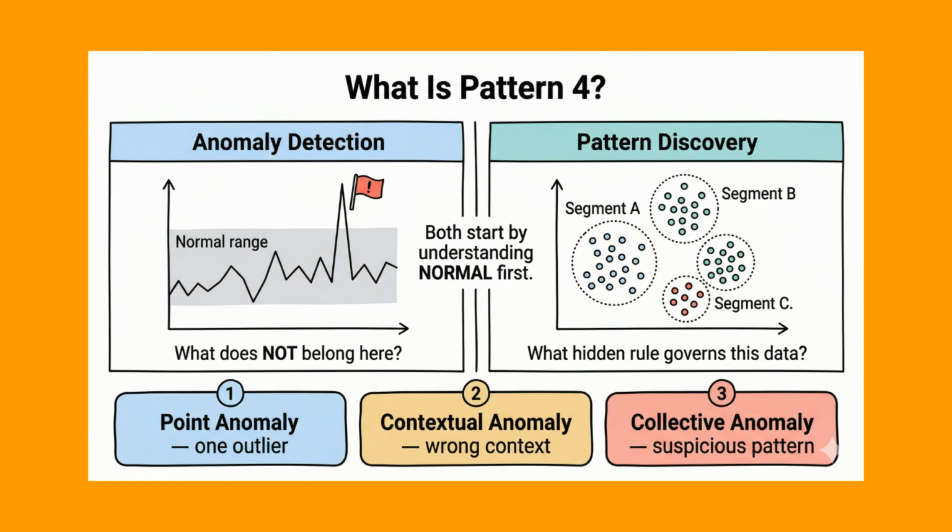A collective anomaly is when individual data points each look normal, but together they form a suspicious pattern. Multiple small transfers each just below the reporting threshold, executed rapidly in sequence, is a collective anomaly used in money laundering. Let us now see where this is applied in business.